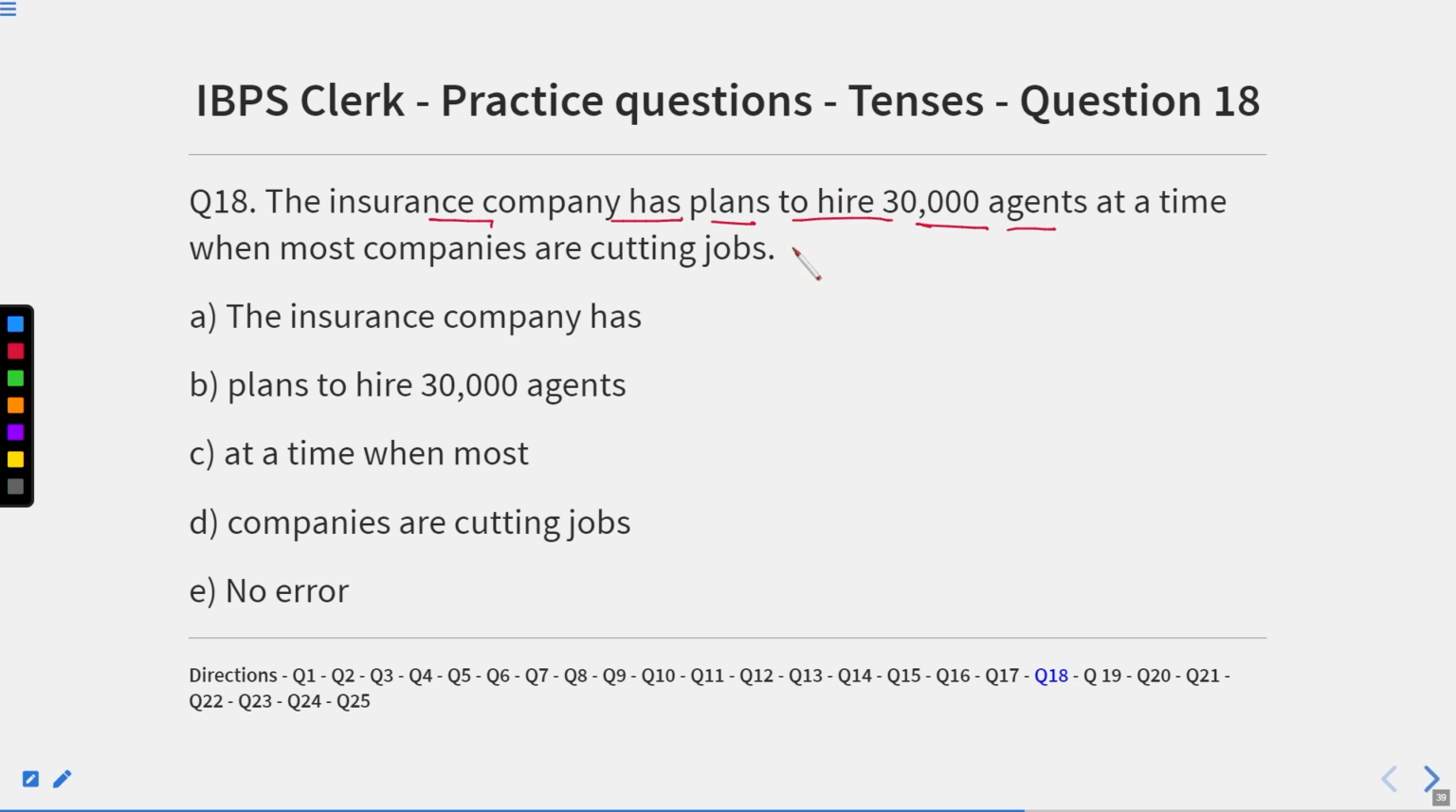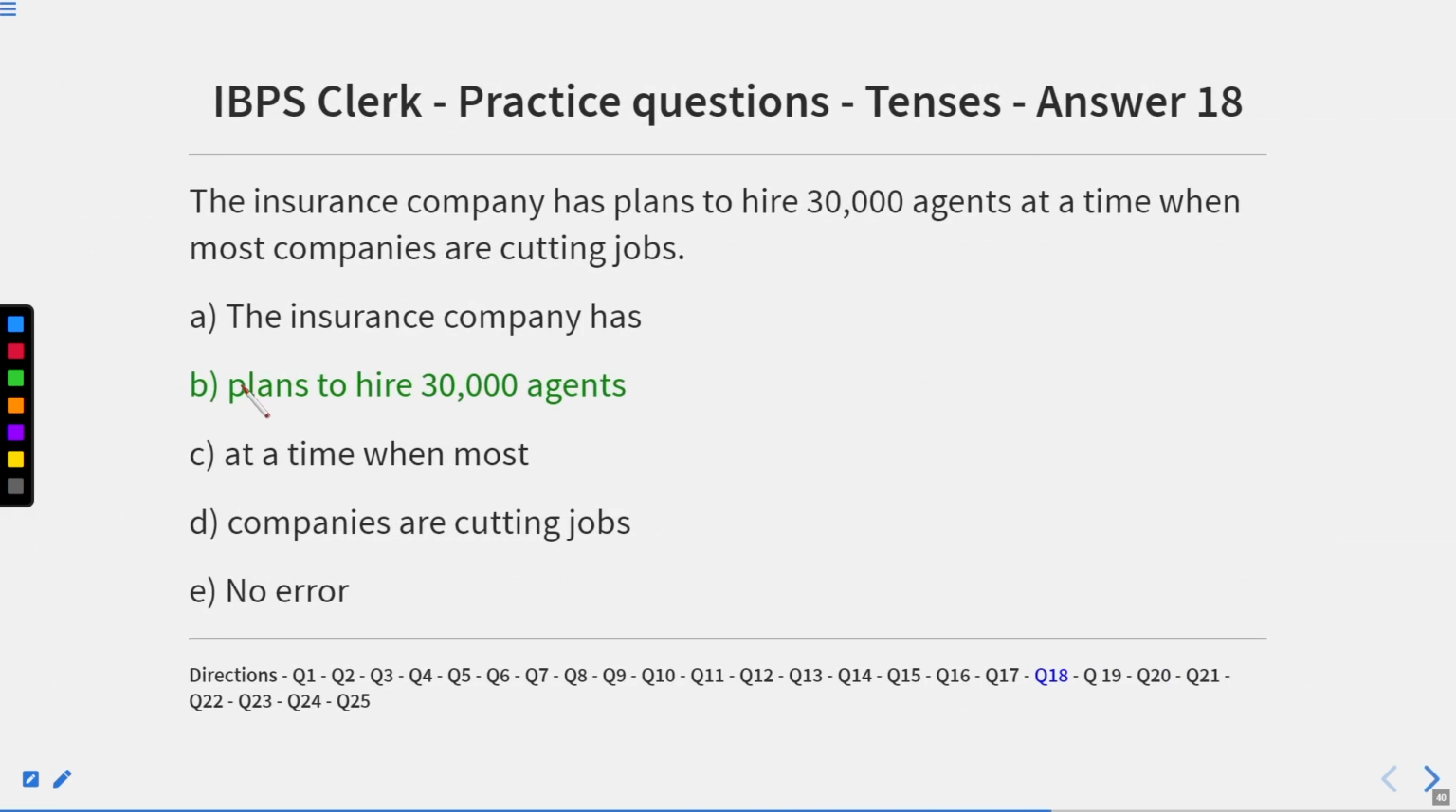Now, if we have the verb has, that is auxiliary verb, it is always followed by verb third form or the third form of the main verb. Now, here the error is in part A, B, where this plans should be replaced with planned. So the correct sentence will be, the insurance company has planned to hire 30,000 agents at a time when most companies are cutting jobs. Now, let us move to the next one.